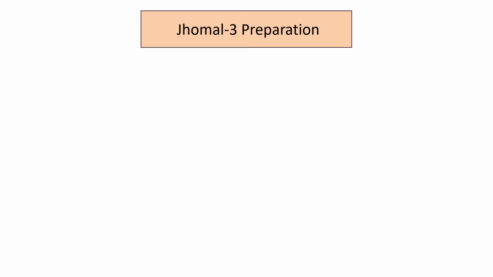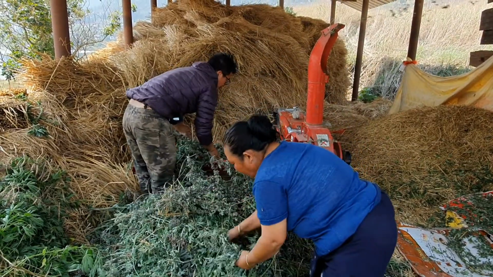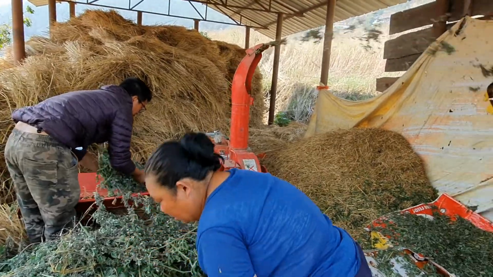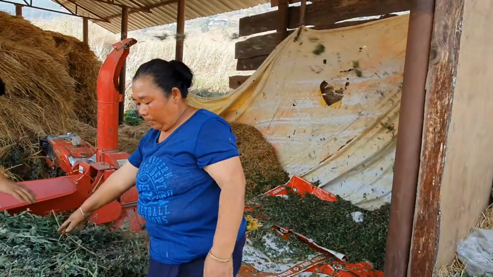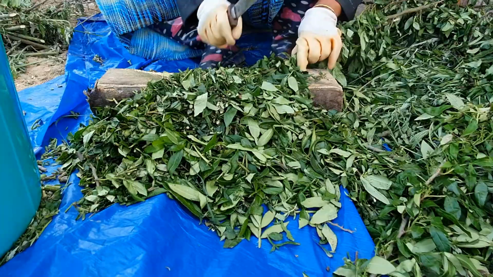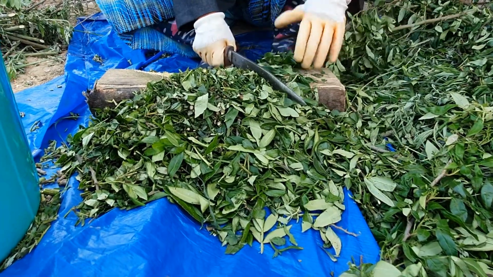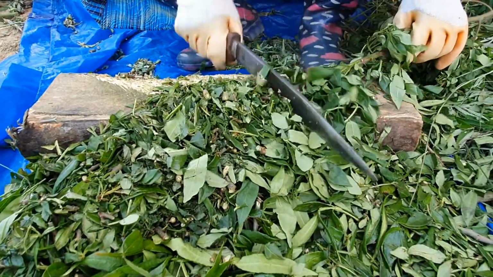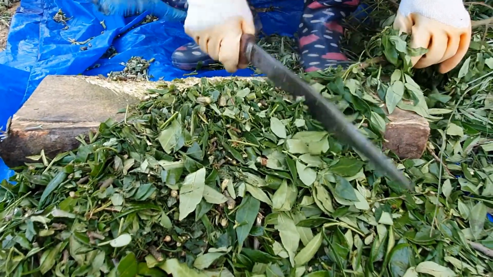Jholmal 3 preparation. Chop the leaves and stems of locally available plants with bitter, sour, or pungent taste and fill in the drum. Chopping of the plants will accelerate their decomposition. That is, smaller the chopped plant size, the shorter will be the wait period and vice versa. Generally, it takes around 21 to 30 days at 15 to 30 degrees Celsius.